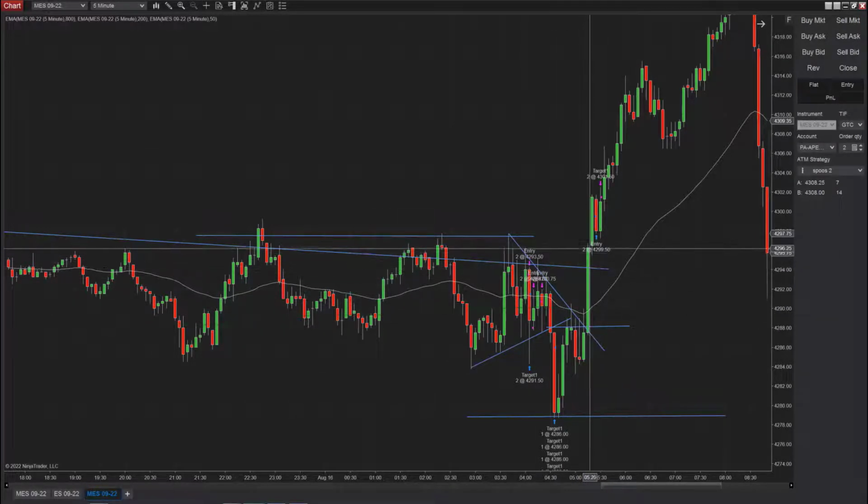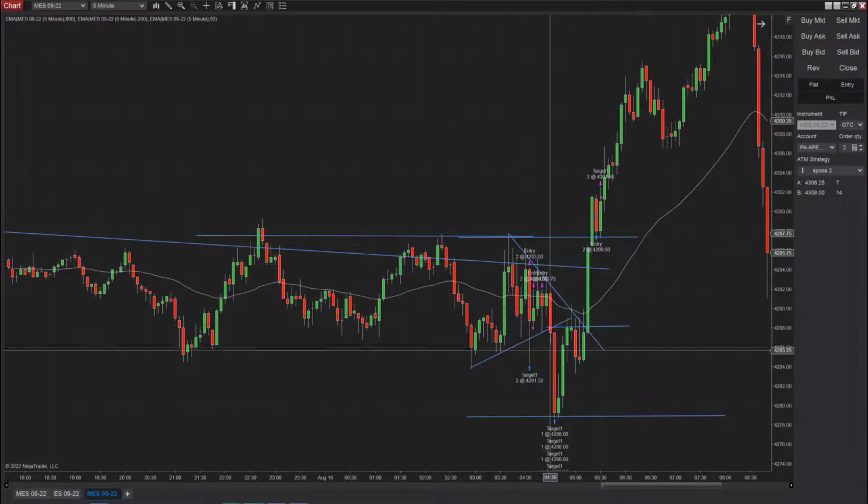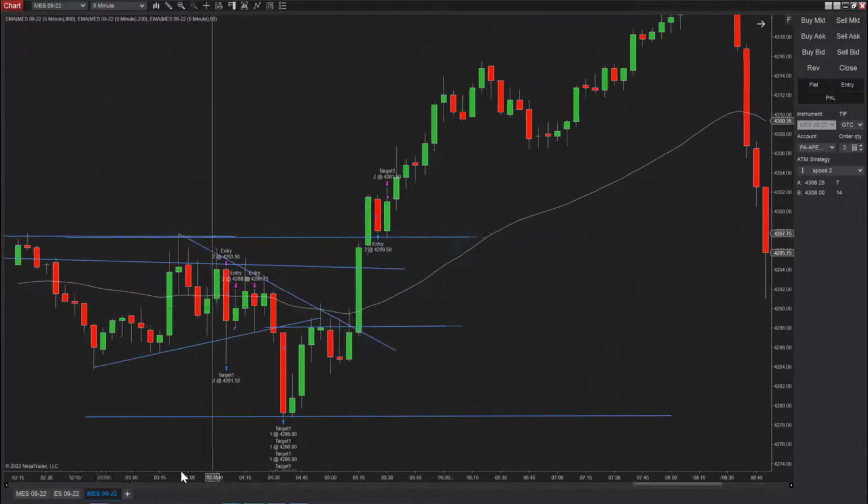We didn't catch this whole move up. We actually ended up catching past this break here. So we had a nice break above one of the main trend lines, and then a push even higher from there. The market just kept going up and up and up. So, good opportunities. You can see some of the trades that we ended up taking.